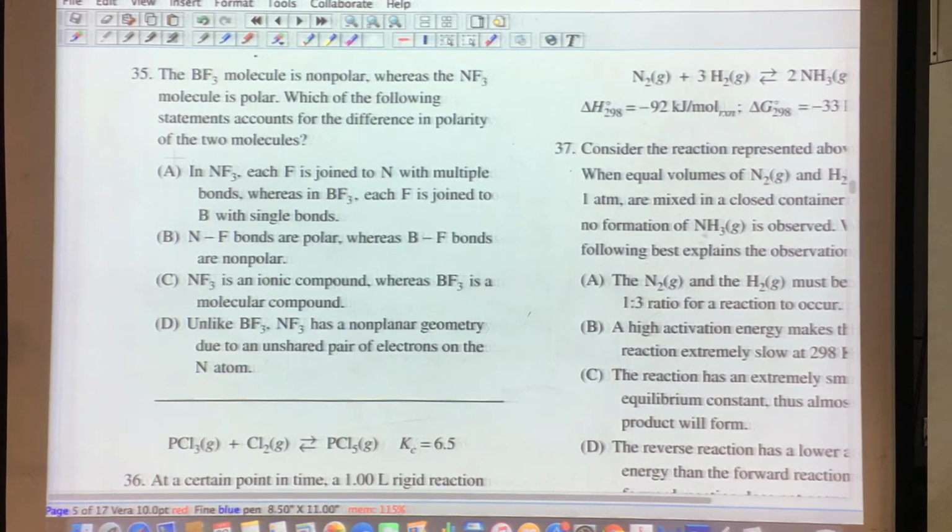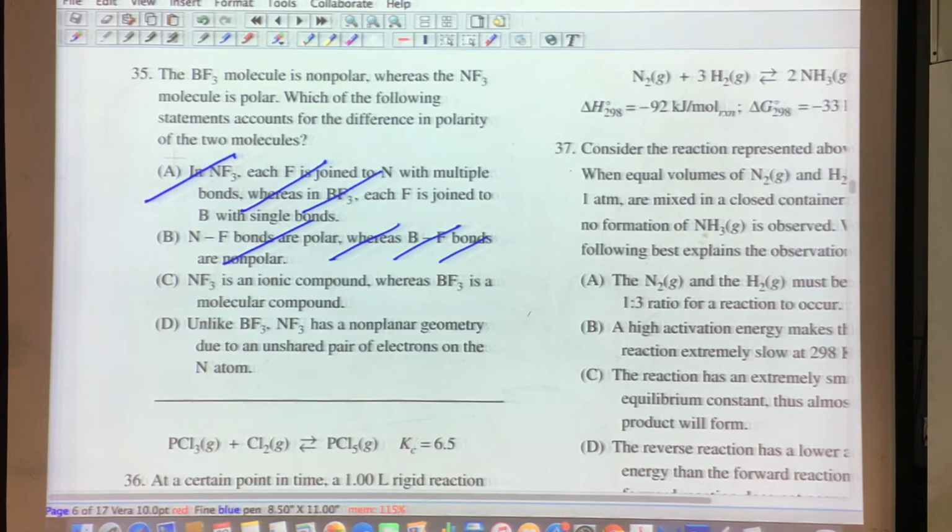In NF3, each F is joined to an N with multiple bonds. Why would a multiple bond affect the polarity? It's got nothing to do with if you have a singular polar bond. It's got to do with the what? The three-dimensional arrangement. Okay. So we're getting rid of NF are polar where these are non-polar. Well, that's not even true, but even if they're polar or non-polar, it's about the three-dimensional arrangement.